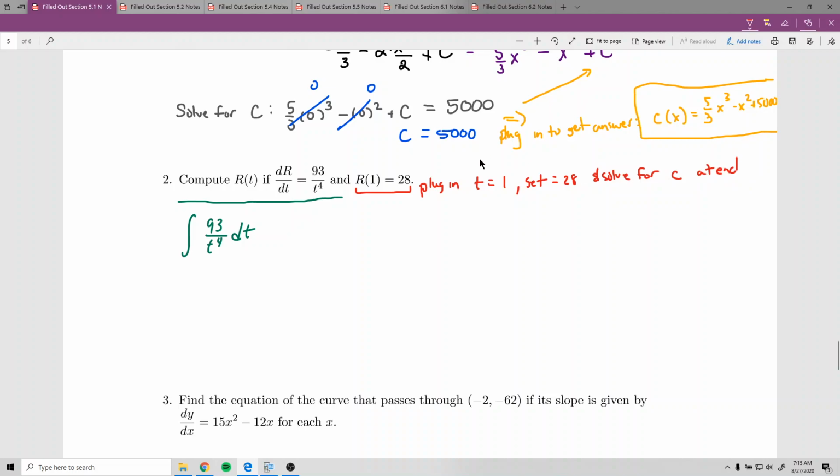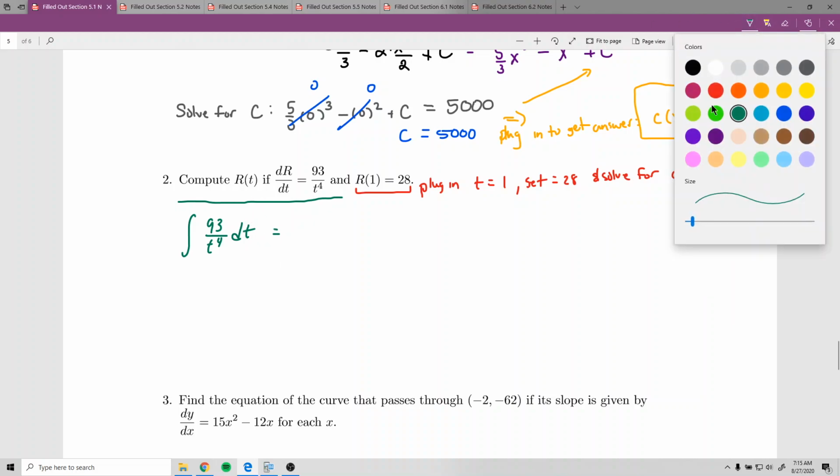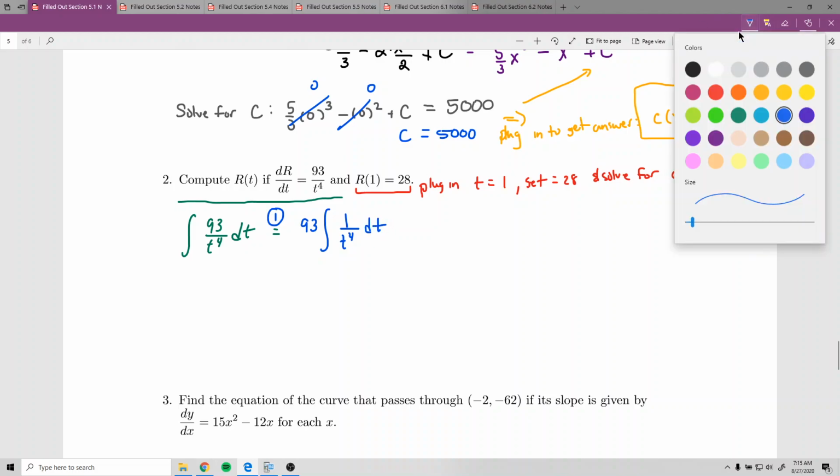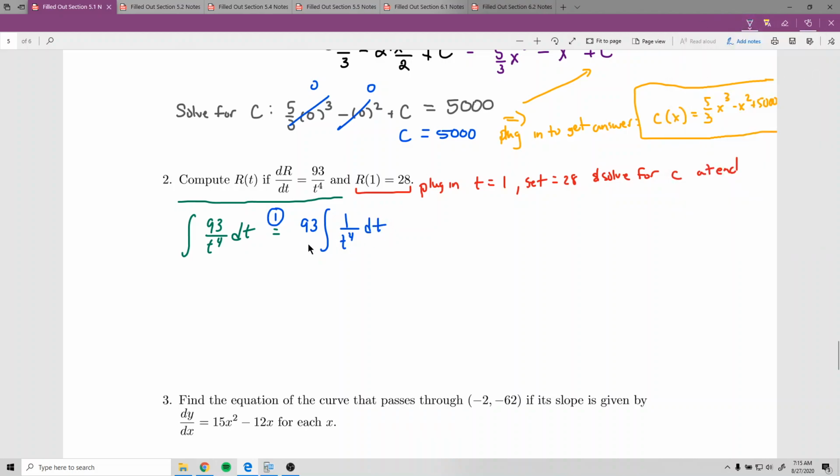All right. I just like to mention that now that we know what this is used for, go ahead and point it out at the beginning. All right, so to integrate this, we don't have two terms, we only have one. We want to bring the 93 out front using our first rule. We got 1 over t to the 4th dt. Now, because this isn't 1 over t exactly, it doesn't matter if it's 1 over t to a power. If that power is not 1, you need to change it.